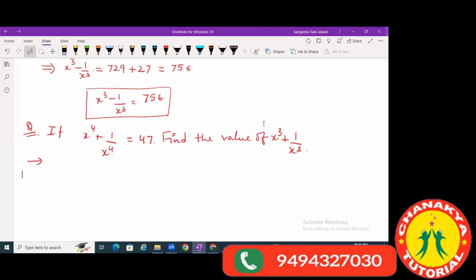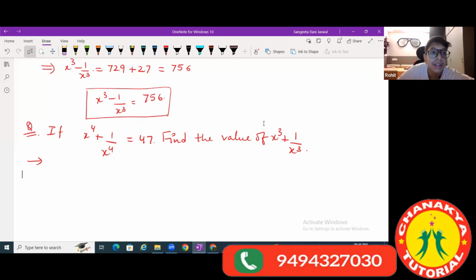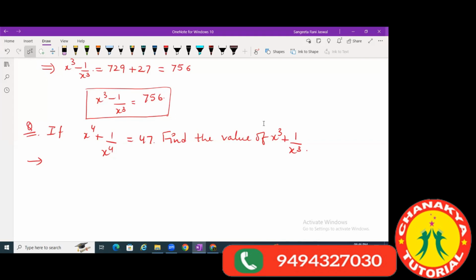Please try, children. See, from where will you get x raised to power 4? Ma'am, x square plus 1 by x square whole raised to 2. Yes. If you take the whole square of x square plus 1 by x square, there only you can get x raised to power 4. Please try, children. Do yourself.